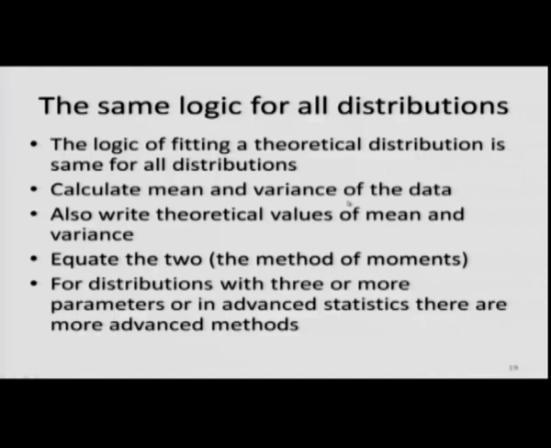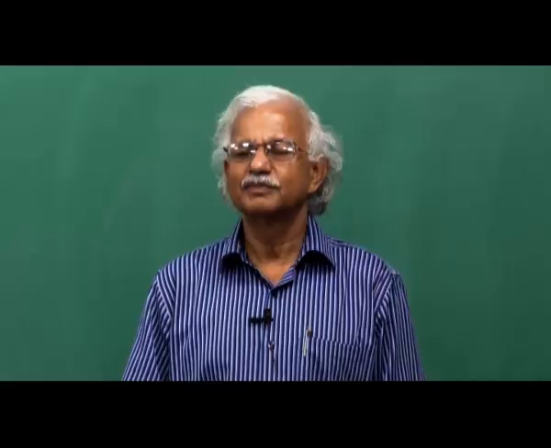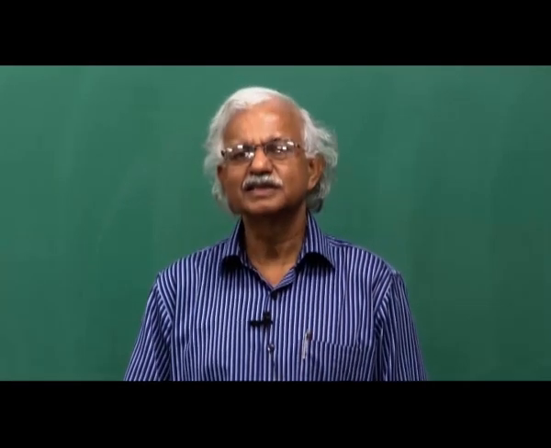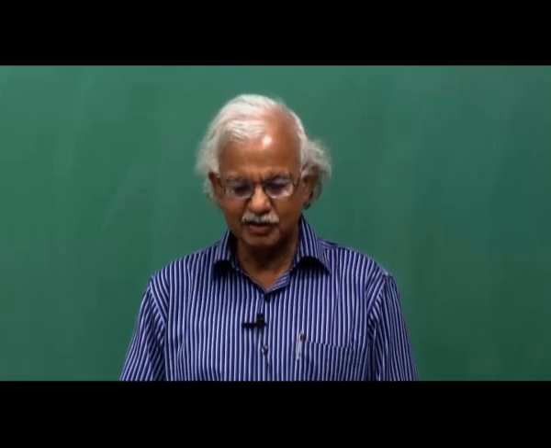Calculate the mean and variance of the data, then write the theoretical values of mean and variance. Theoretical values are the values of the distribution, algebraic in terms of unknown constants. Like in a normal distribution, calculate the mean and variance of the empirical data, and the mean and variance of a normal distribution are mu and sigma square. Equate the two. This equating of the empirical values of mean and variance with the theoretical values gives you estimates of mu and sigma square. The method in which we compare the mean, variance, or maybe other moments of empirical data with those of the theoretical distribution is called the method of moments.